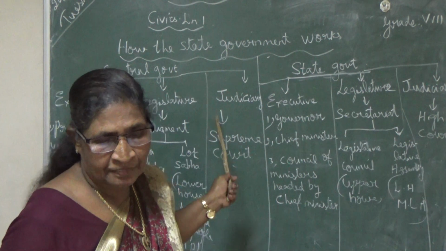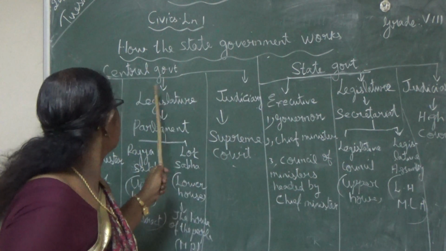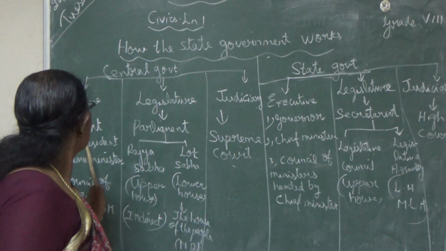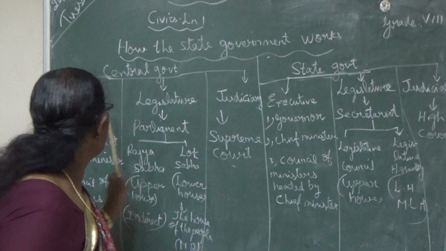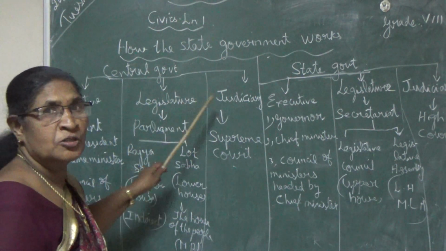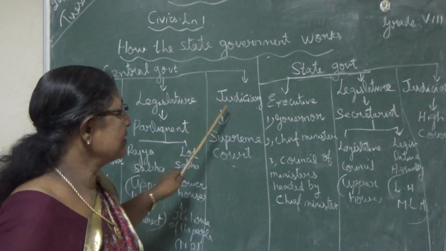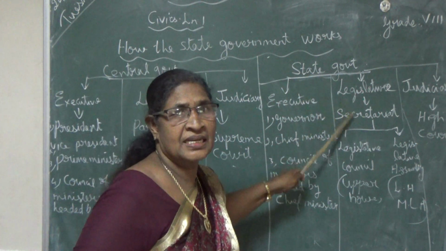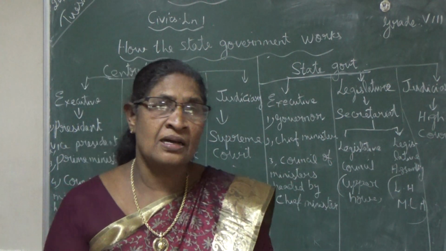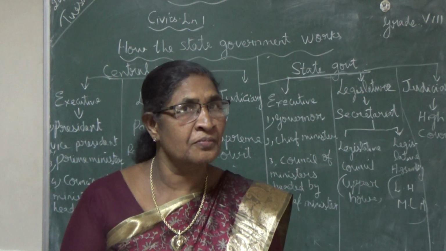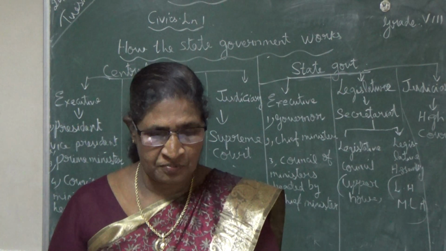Both sets of government, the central government and the state government, have 3 parts, or 3 organs. What are the 3 parts? Executive, legislature, judiciary. If you take the central government, executive, legislature and judiciary. If you come to the state government, here also the same: executive, legislature and judiciary. So these are the 3 organs or 3 parts of our government. Both the central government and the state government have the same structure of government.